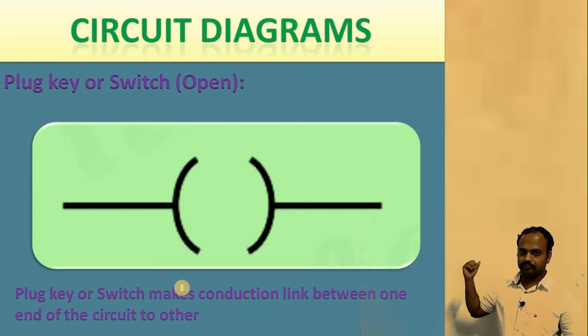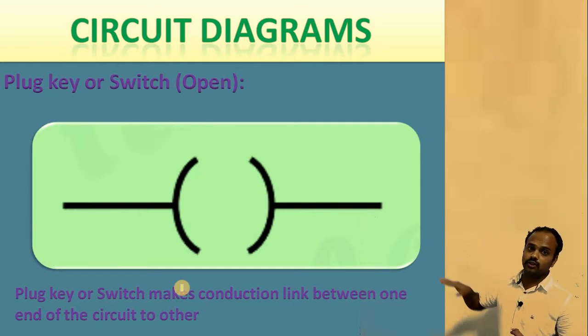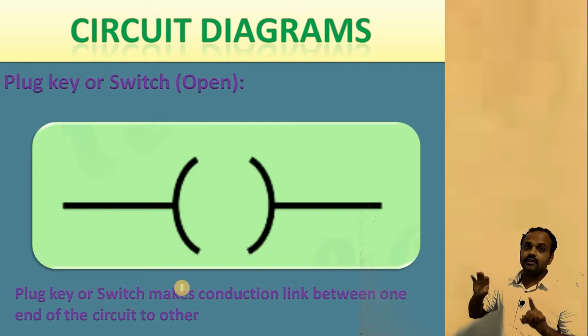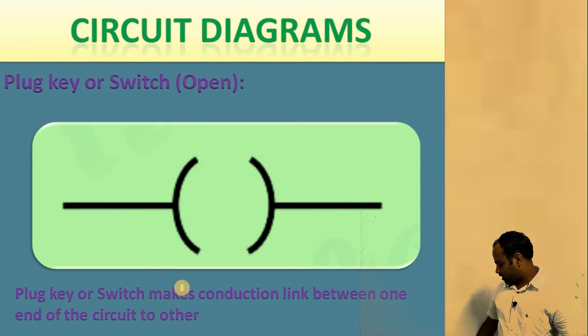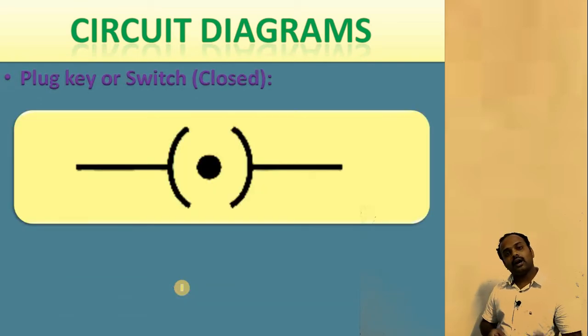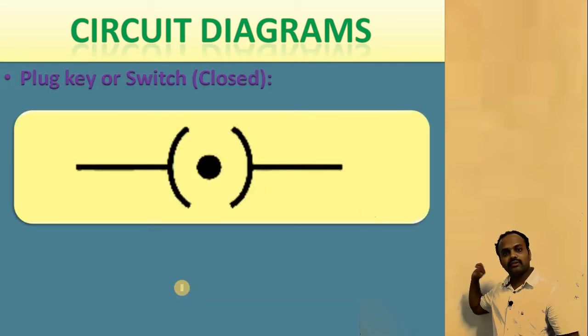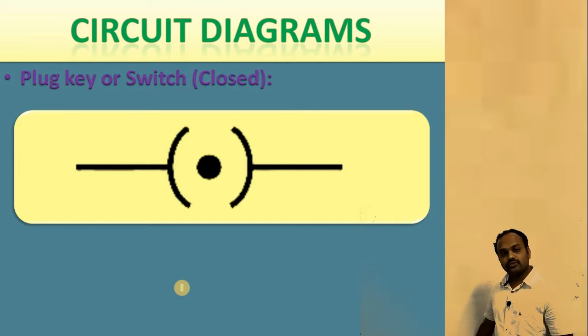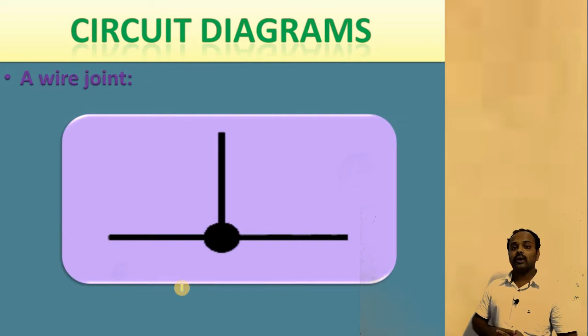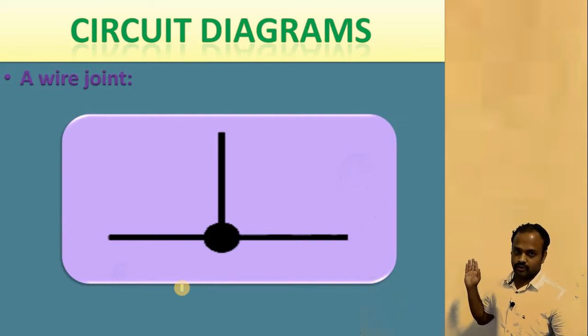Here, a bracket without a dot is a switch or plug key open. Next, plug key or switch closed is a bracket with a dot. Next is the wire joint. This is the circuit symbol of a wire joint.